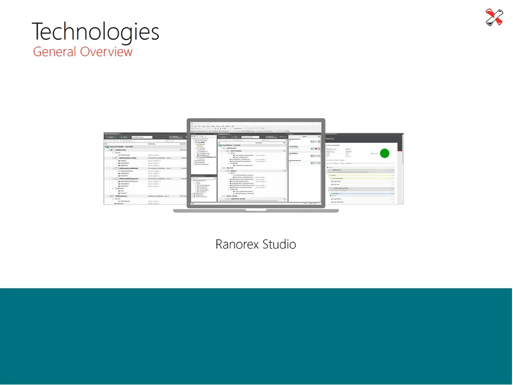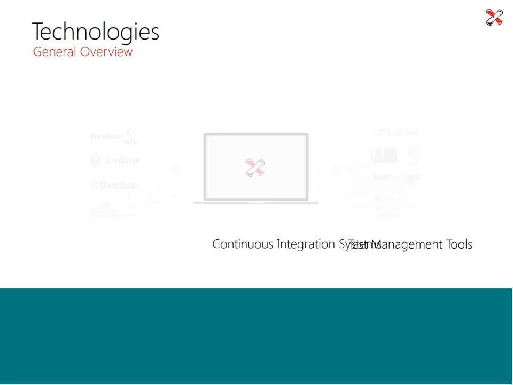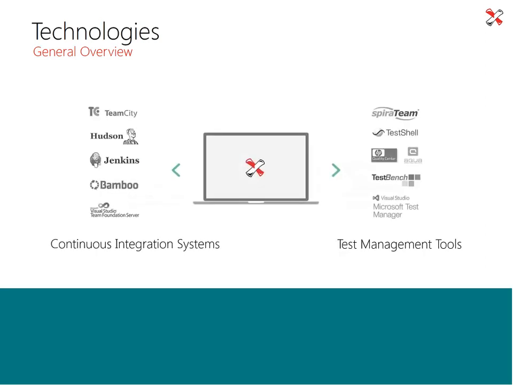Usually, what I used to tell about where Ranorex fits in is that we have on the left side continuous integration systems like Jenkins, Hudson, and CI tools, which usually trigger the Ranorex test execution, for example a nightly build. On the other hand, of course, you have test management tools where you manage your manual and your automated test cases, automated with Ranorex, of course.